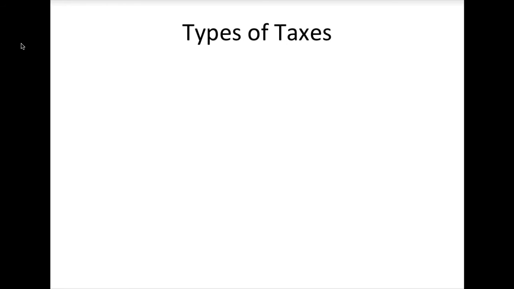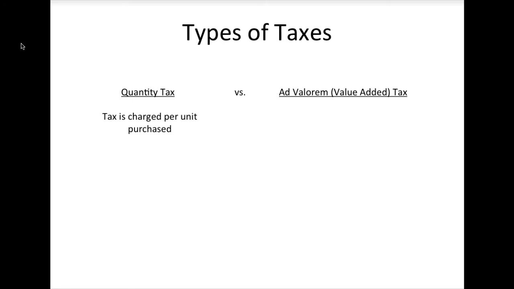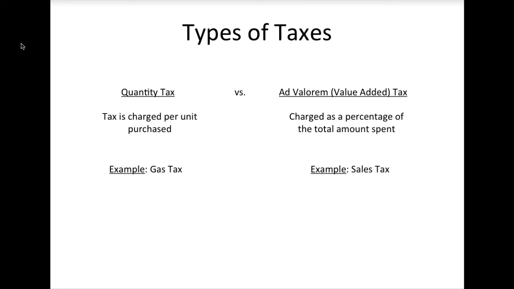There are two main types of taxes, a quantity tax and an ad valorem or value-added tax. A quantity tax is a tax that is a fixed amount per unit purchased. An ad valorem tax is charged on the total amount you spend on the good. The best example of a quantity tax is the gas tax. The best example of an ad valorem tax is the sales tax. When using graphical tools to analyze the effect of each tax on a market, you shift the supply or demand curve to analyze the effect of a quantity tax. To analyze a value-added tax, pivot the supply or demand curve.